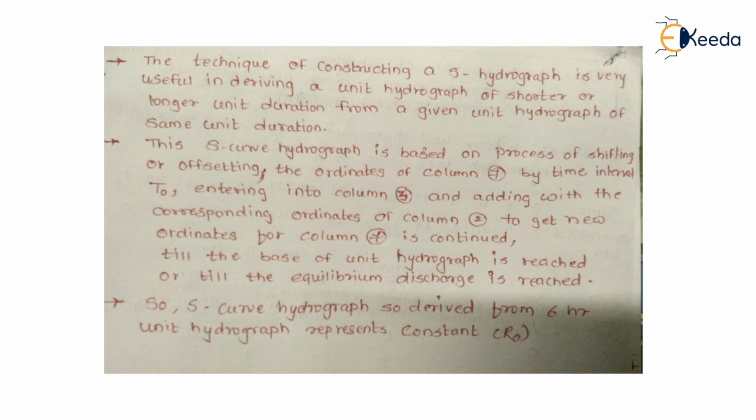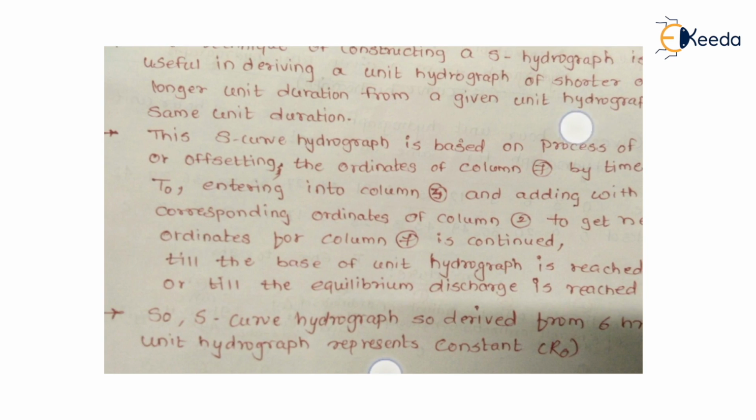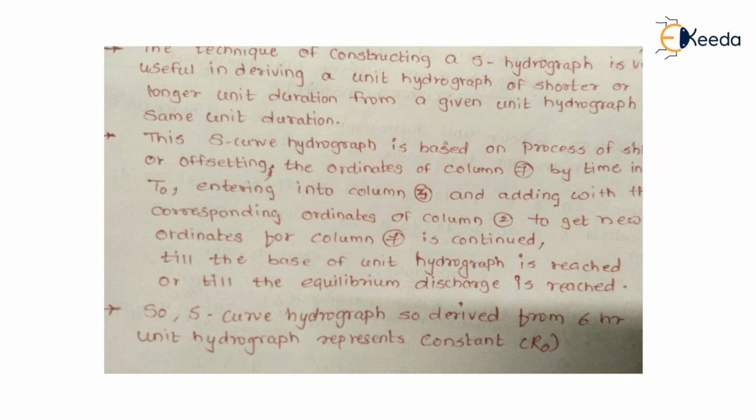Offset means what? While shifting, we have to add the vertical ordinates, and we have to write down these added ordinates in the next offset or the next shifted zone. So while solving the numerical, we are going to discuss this here. You can see that when this S-curve hydrograph is derived, it gives us the constant effective rainfall, which is shown by R0, which can be found by the ratio of 1 upon T0, where capital T means the given unit hydrograph duration. When we find this ratio, we will get the value of the effective rainfall.